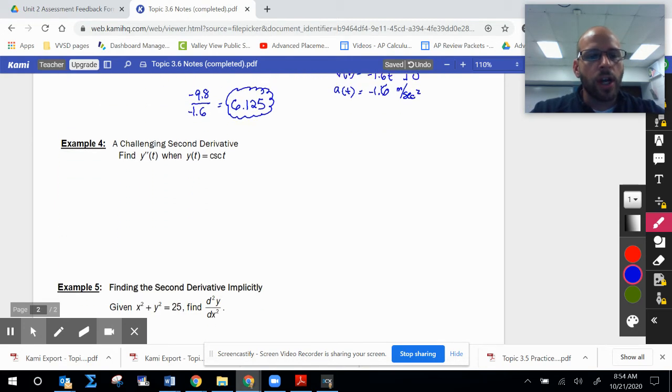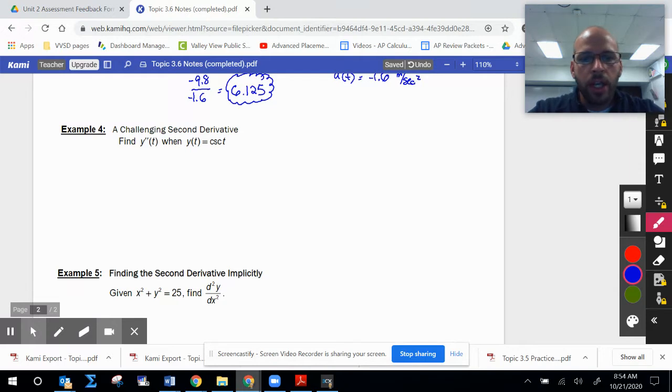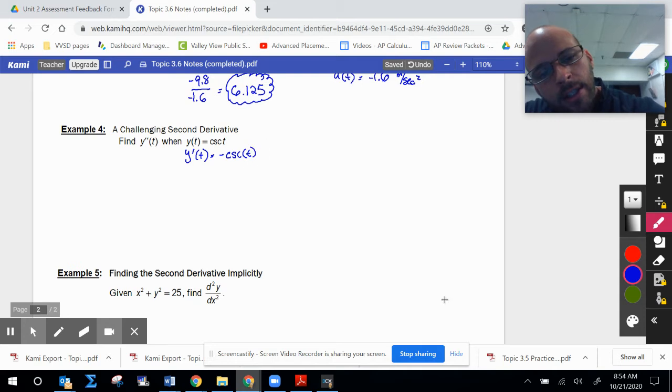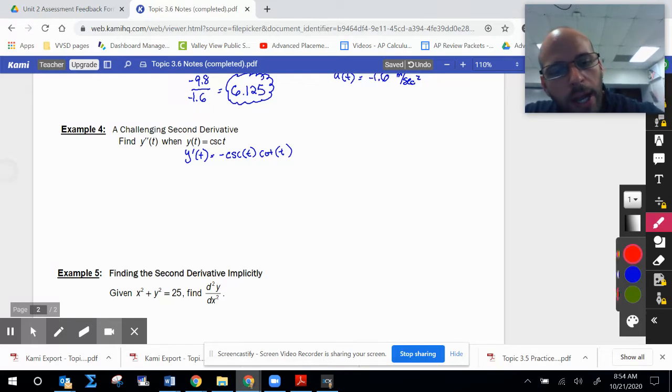All right, so let's try something that's a little bit more challenging. I'll show you why here in a second. So I want to find the second derivative of this function, okay? So let's start by finding the first. So y prime of t, derivative of cosecant is going to be a negative cosecant t cotangent t, okay? Now I want the second derivative, which there's a little problem here.